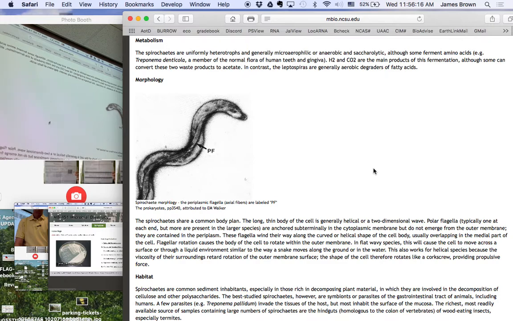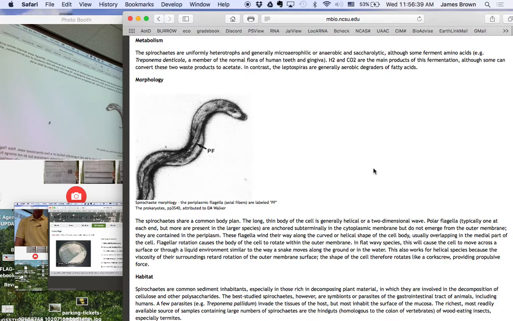And because the outer membrane is, in a sense, glued to its aqueous environment, rolling of that outer membrane causes the inner cell to rotate. And as a result, you get this thing spinning, and that pushes it through the liquid. That's only true for those spirochetes that are actually helical.